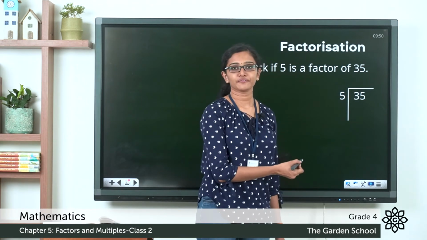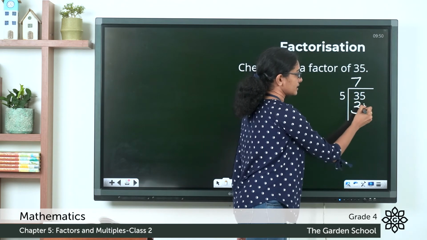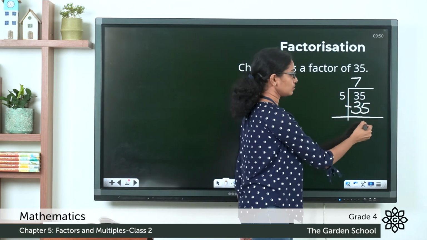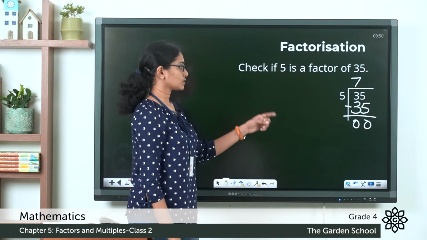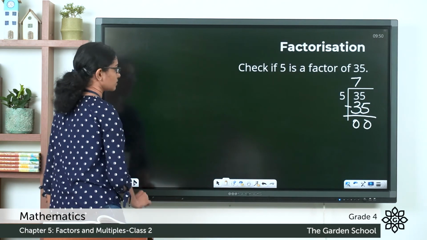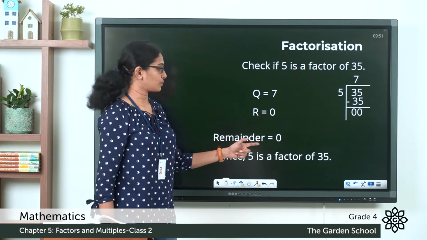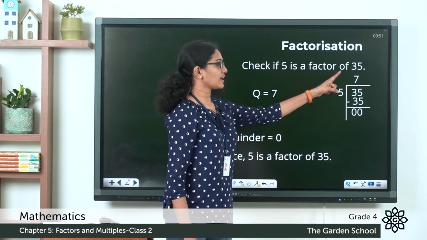So how many 5s will go in 35? 7 5s are 35. So let's write it here. Now subtracting the numbers gives you a remainder 0. So the division is complete. There is no remainder. So the quotient is 7 and the remainder is 0. The division is complete. Hence we can say 5 is a factor of 35.